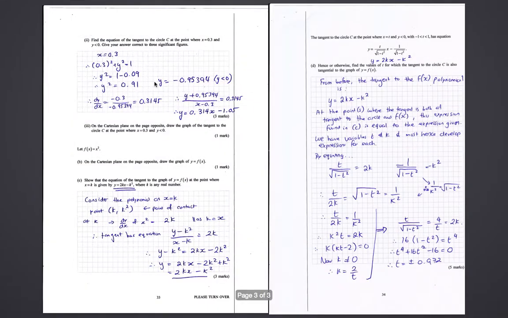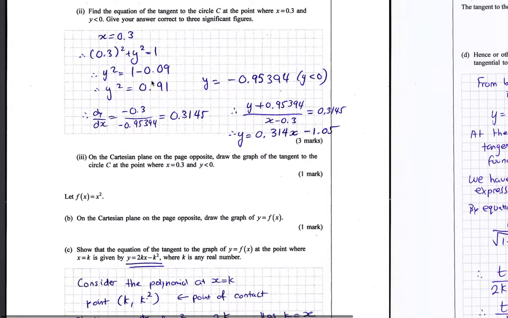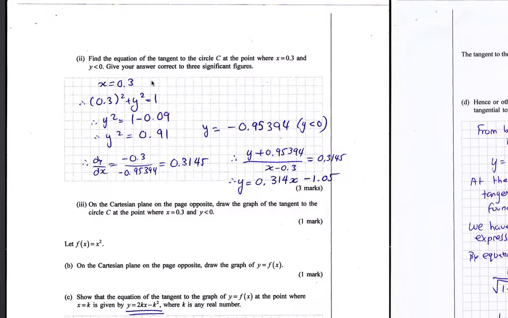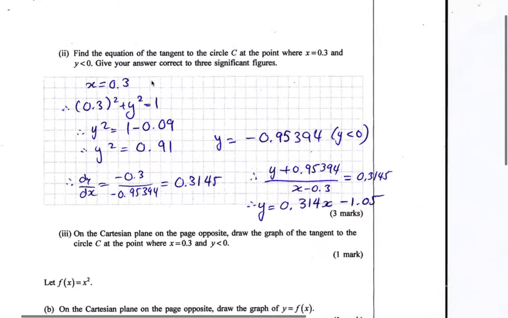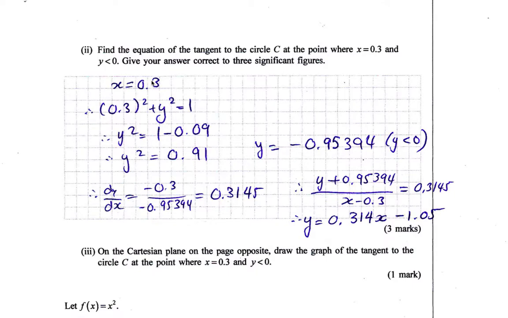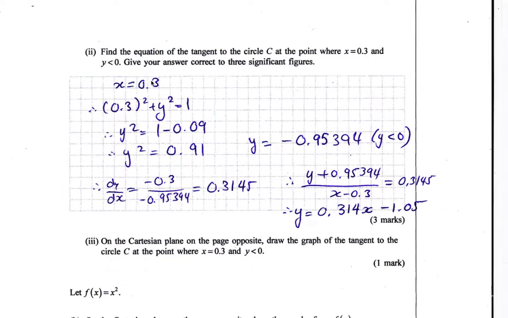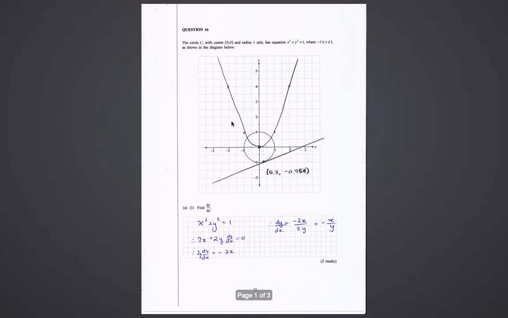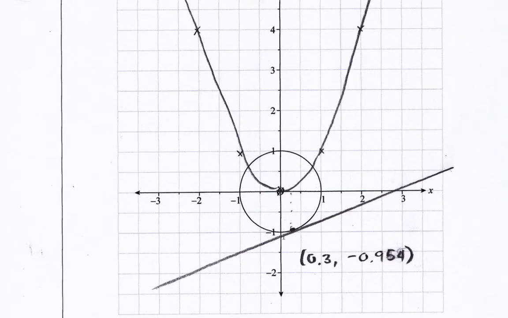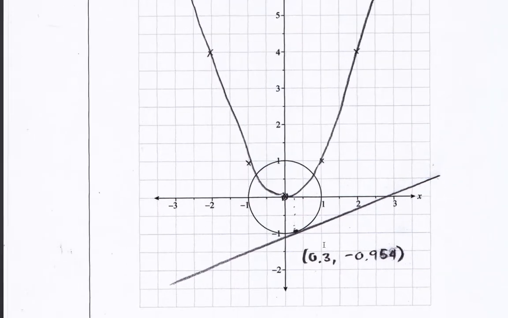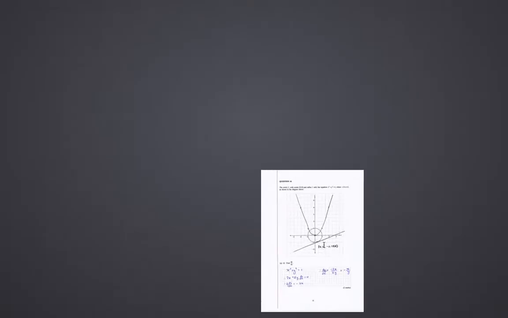Okay, now on to the next part, so I'll just zoom in here. And we're asked to find the equation of the tangent to the circle at the point where x equals 0.3 and y is less than 0. So it's very important to read the question carefully here. So essentially what we're looking for is the slope at this point here, somewhere where x equals 0.3 and y is less than 0. I've added the line in already because I asked you to do that as the next question. And as you can see, I've already worked out the value for that, but let's see how I did that.